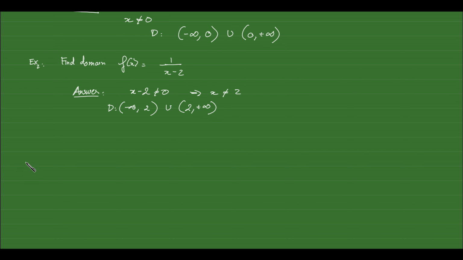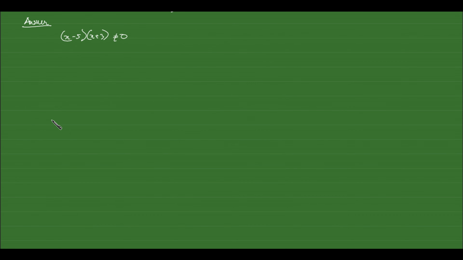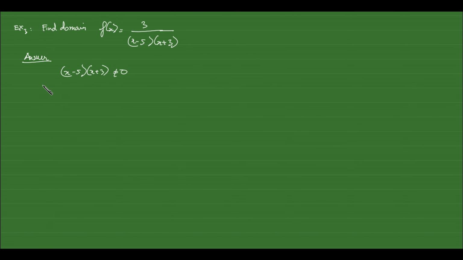How about this one? Example 3. The function is 3 over x minus 5 times x plus 3. If somebody can see it right away, fine, but if it's hard to see, you can just set the denominator different from 0 and solve for that. Over here you can apply the zero product property.